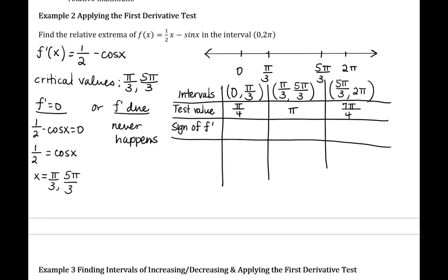So we're going to be taking these test values and plugging them into the derivative. And when we take f prime of pi over 4, our answer is less than 0. When we take f prime of pi, when we plug pi into the derivative, our answer is greater than 0. And when we plug 7 pi over 4 into the derivative, our answer is less than 0.